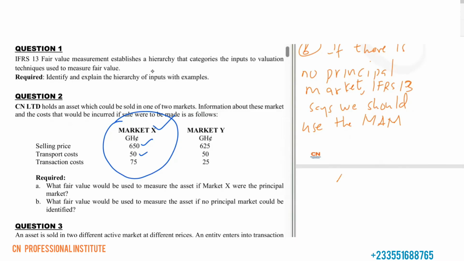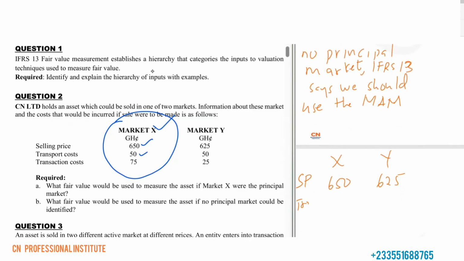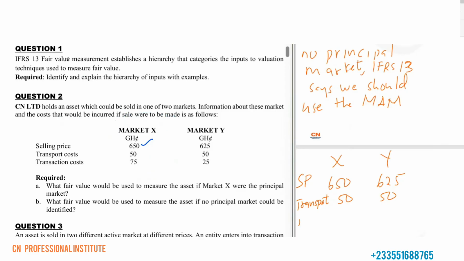So let's pick the markets: market X, market Y. Selling price: market X is 650, Y is 625. Then transport: market X is 50, market Y is also 50. Then we go to the transaction cost.